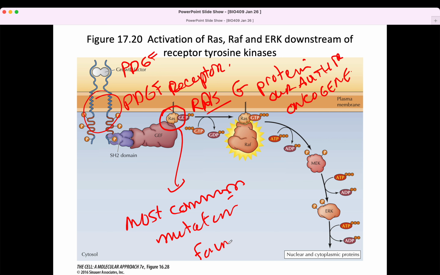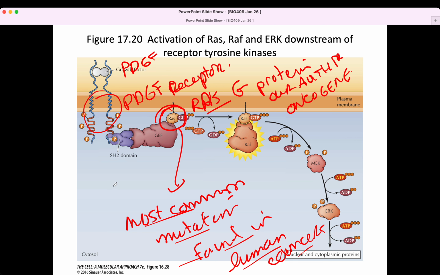found in human cancers. Human cancers really typically have multiple mutations. Multiple problems have happened by accident to cause the cancer to be really growing out of control. And the most common one that's found is about a third of human cancers have a mutation in RAS. There's a reason for that too, and I'll just describe this now.